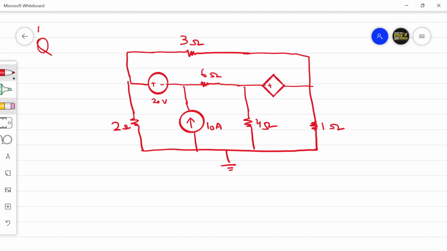This voltage, this is a dependent voltage source now, whose value is 3Vx, and Vx is the voltage across this resistance. So identifying the nodes, we have node 1, we have node 2, we have node 3, we have node 4. The voltage at this point is V1, V2, V3, V4. This is V0.